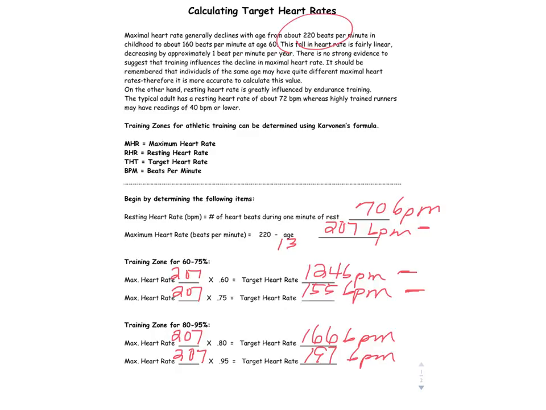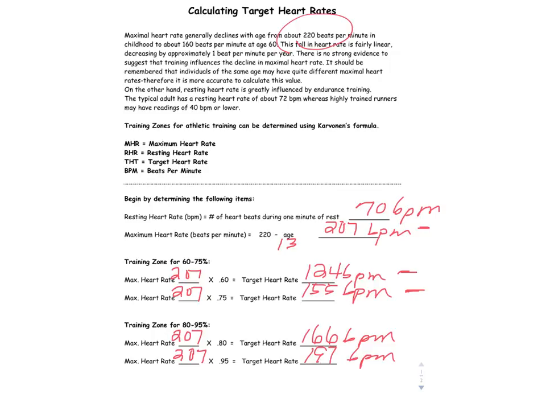So again, you are exercising at a higher intensity of 80 to 95%, and your heart rate should be somewhere between 166 and 197 beats per minute. So that's it. When we look at calculating target heart rate, this is a very simple, very quick, easy way of having it done.